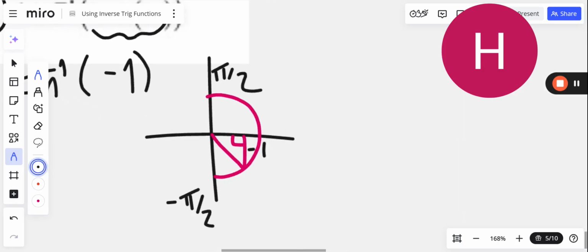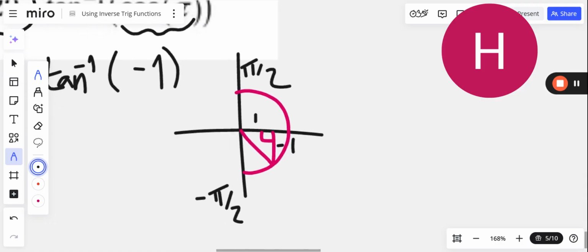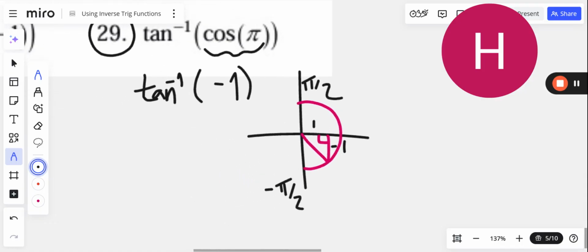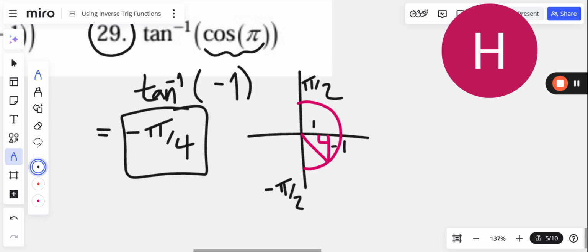So that's a negative 1 on the opposite and the adjacent. So it's a negative 45 degrees, so to speak. You can call this negative 45 degrees, or you can call it negative pi on 4. Excellent.